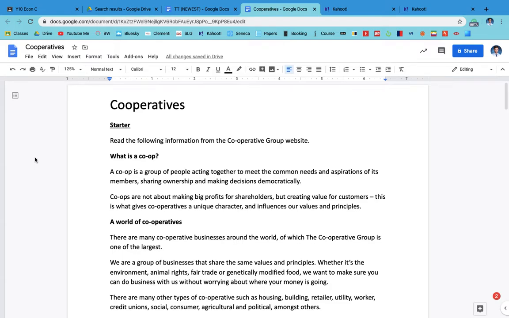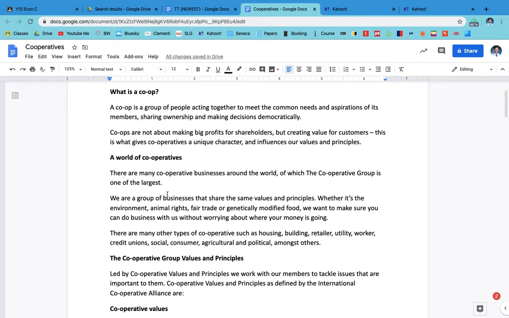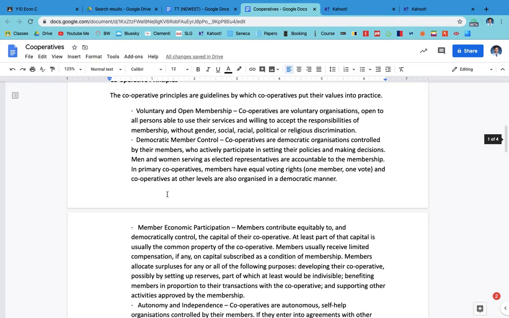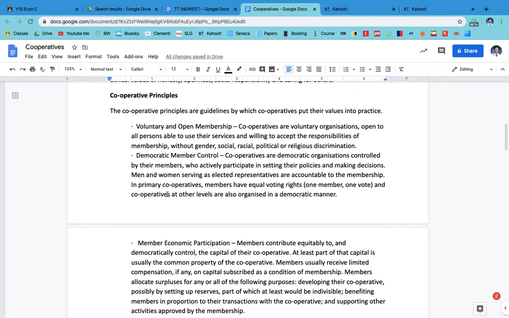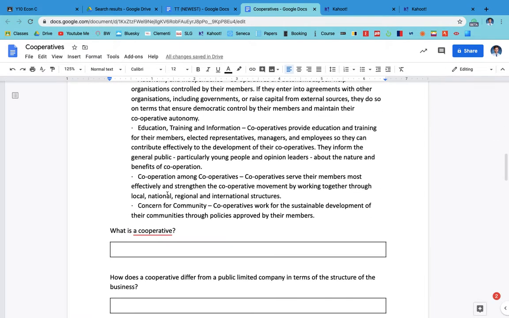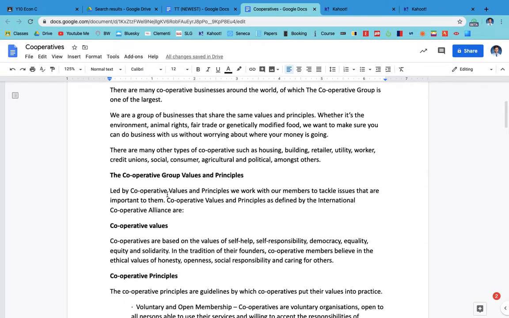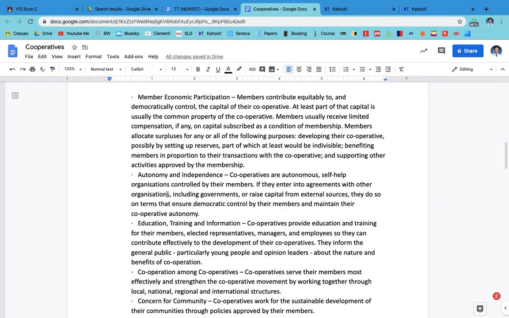What I want you to do first off is open up today's workbook pages and have a read through. It's quite a lot of information. What is a co-op? It describes what they are, their values and principles, and some of the key characteristics and principles that govern cooperative businesses. To do it properly, it's probably going to take you 5 minutes or so. Have a read through this bit of text to start off today.